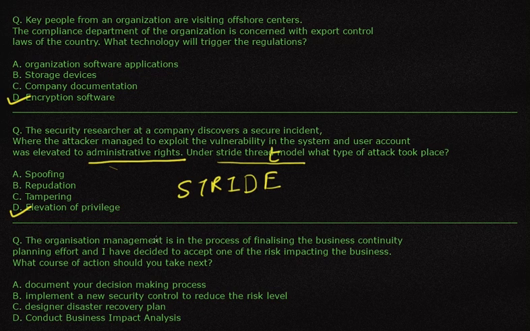Next question. The organization management is in the process of finalizing the business continuity planning effort and has decided to accept one of the risks impacting the business. What course of action should you take next? The answer to this question is: when the risk is accepted and it is impacting the business, and you choose to accept the risk, it is mandatory to document your decision-making process and what made you accept the risk. So this is the right answer.